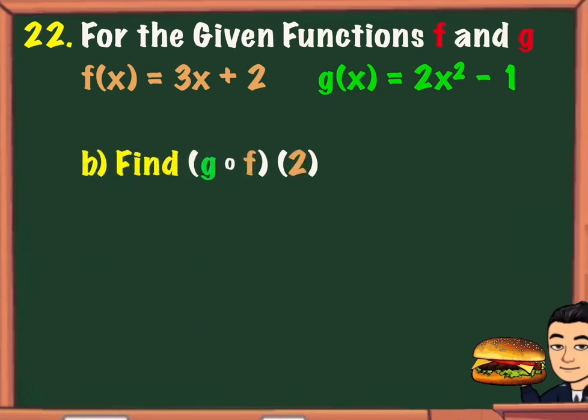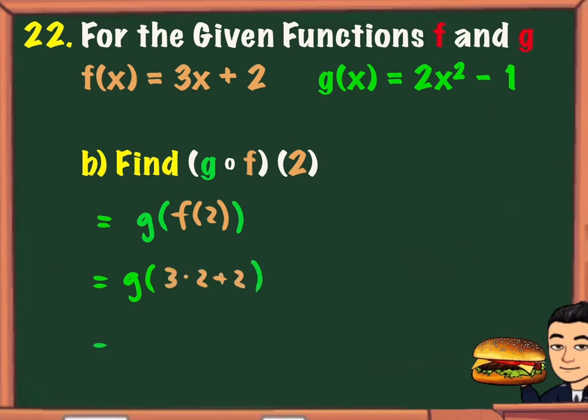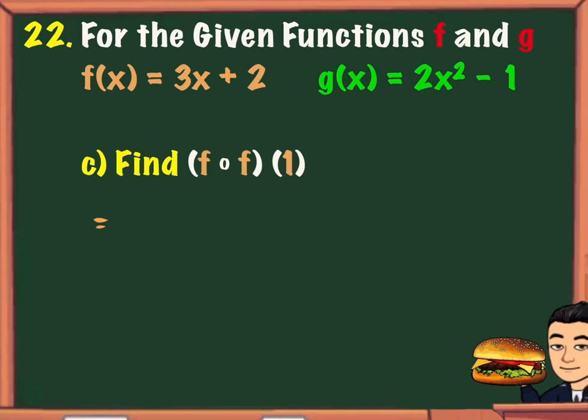For letter B, we're going to have to find g composed with f of 2. So go ahead and write that as g of f of 2. And f of 2 is 3 times 2 plus 2, which equals 8, so we have g of 8. And g of 8 is equal to 2 times 8 squared minus 1, and that equals 127.